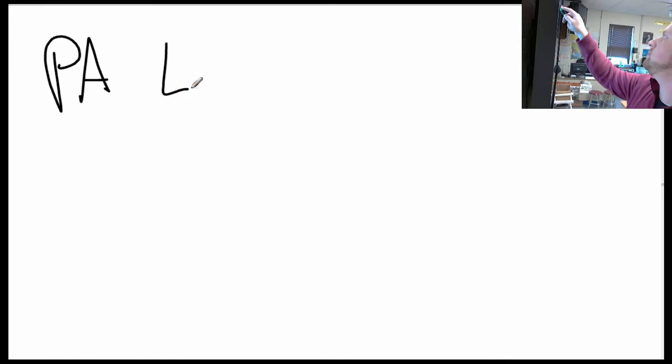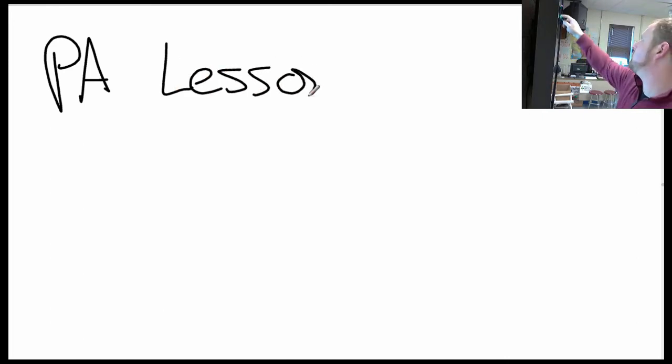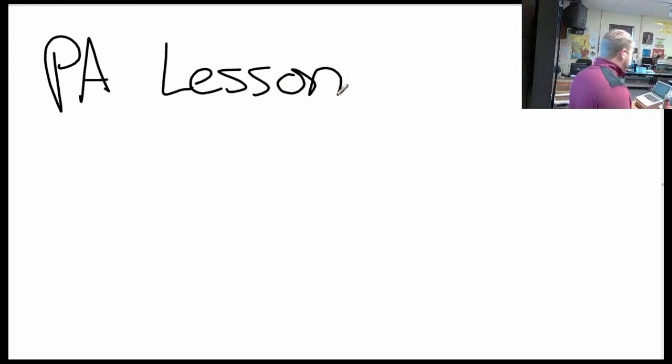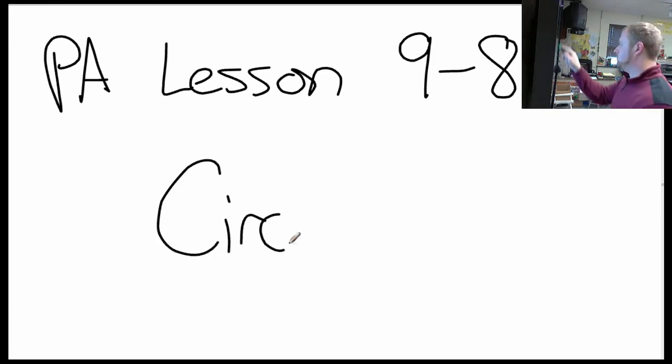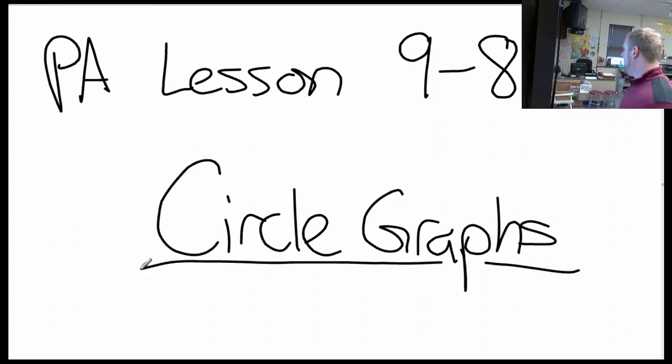Pre-Algebra, lesson 9-8. Wow, we are really moving through this. All right, circle graphs. We've actually already done a little bit of this. Not a big deal, okay? What's another name for a circle graph? Yes, Chloe? A pie chart. Yep. And so let's talk about some of the basics of these before we get too far here.